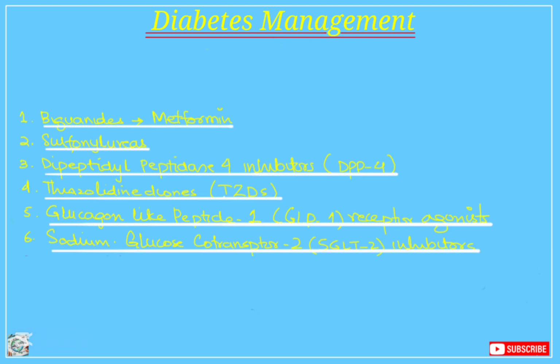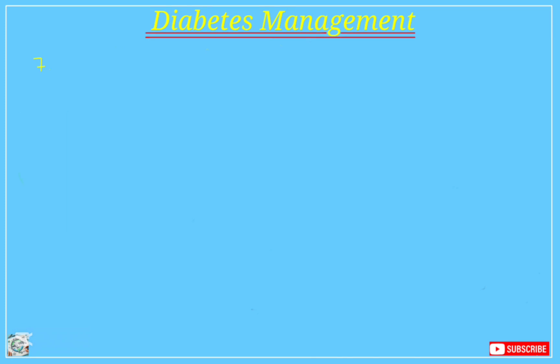Up until now, we have discussed the 6 most commonly used medications in diabetes. These include metformin, sulfonylureas, DPP4 inhibitors, TZDs, GLP-1 agonists, and SGLT2 inhibitors. Now let's move on to some less commonly used medications.